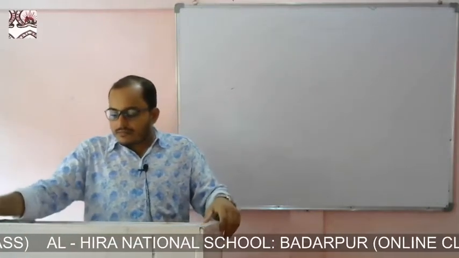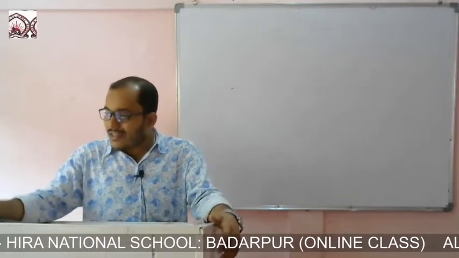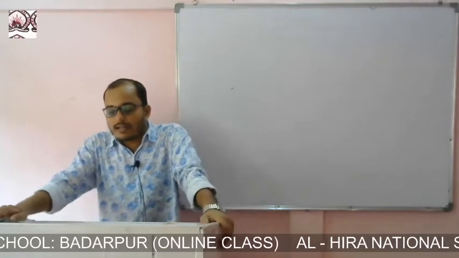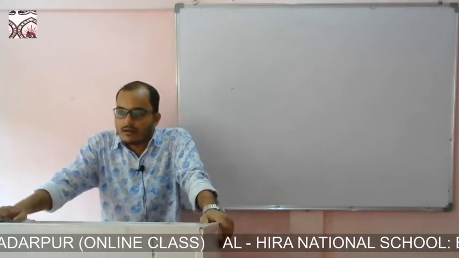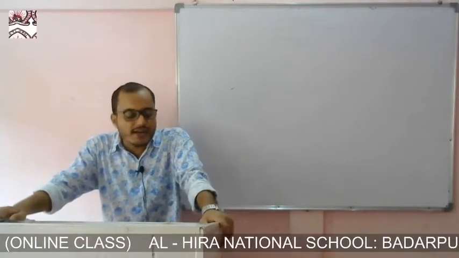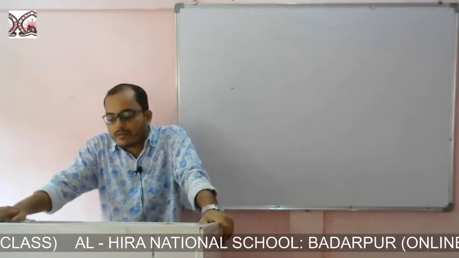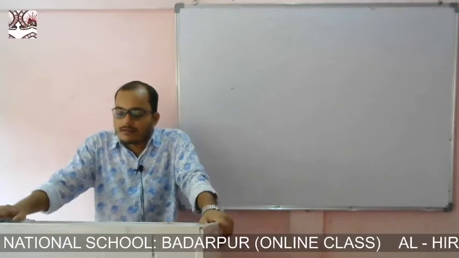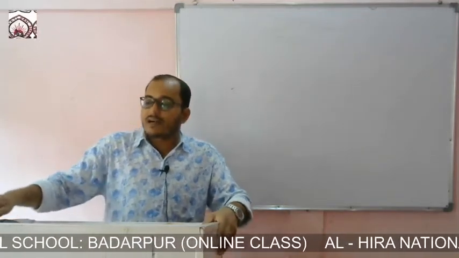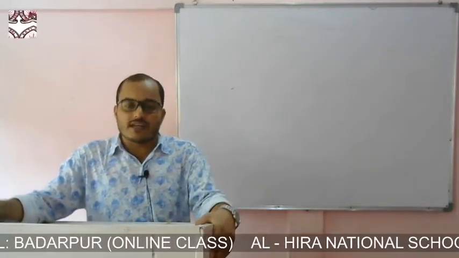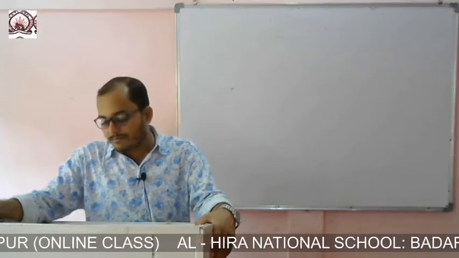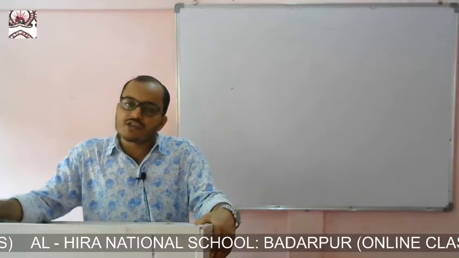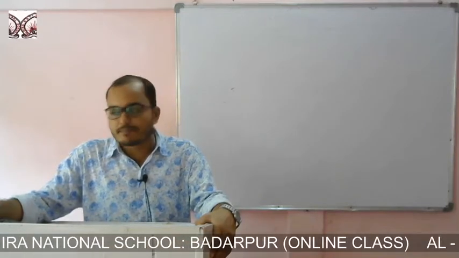and almost all the independent states except Junagadh, Hyderabad and Kashmir all acceded to India, all joined the Indian Union. But subsequently these three, Junagadh, Hyderabad and Kashmir, also later joined the Indian Union. So this is all about the integration of princely states.